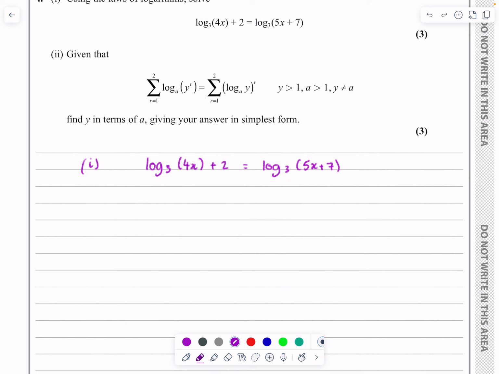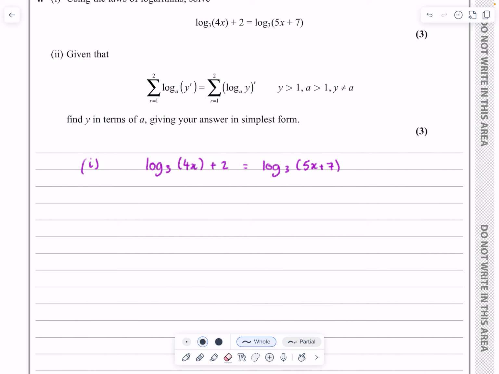In fact, I'm actually going to do it the other way. I'm going to collect together the logs on one side, use the log rules to make that into a log statement, a single log is equal to something, and then I'll get rid of the logs and have some sort of equation to solve. Rather than talking about it, let's get on and do it.